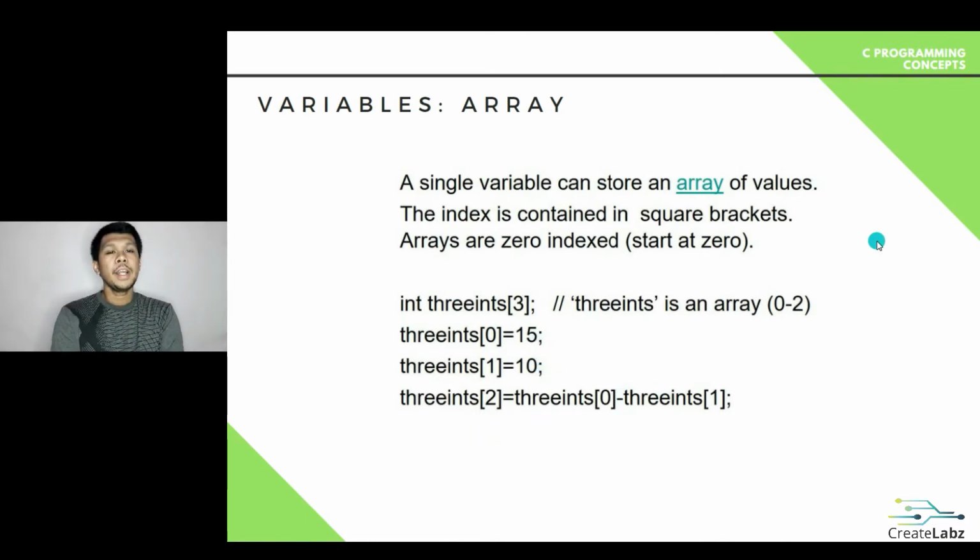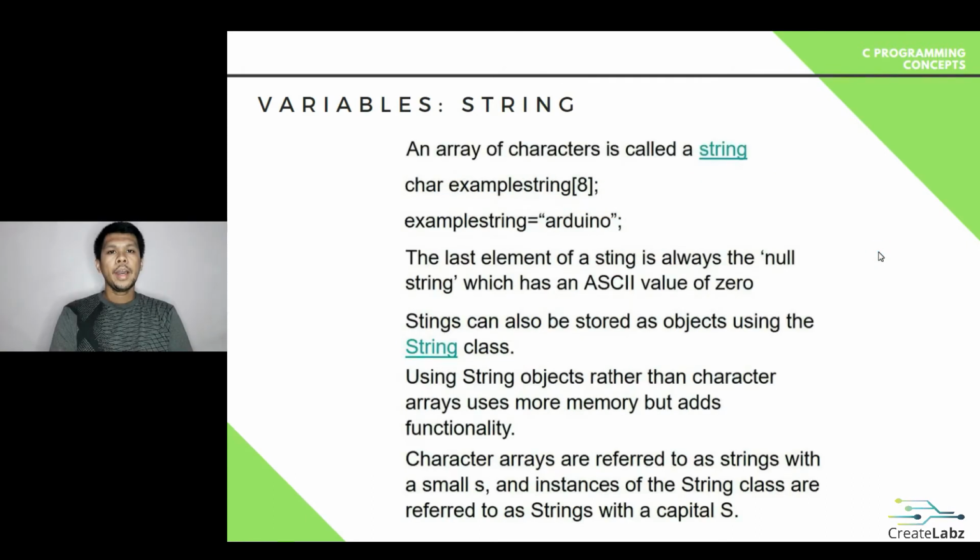You can also use an array with other data types, like for example a float, a char, or a double. Now, an array of characters is called a string, with a small letter s. For example, char exampleString[8], and then exampleString equals "Arduino". Note that for a string, we use double quotes, compared to a char, where we use single quotes. The last element of a string is always the null character, which has an ASCII value of 0, meaning it is null terminated, or it always has a 0 value at the end.